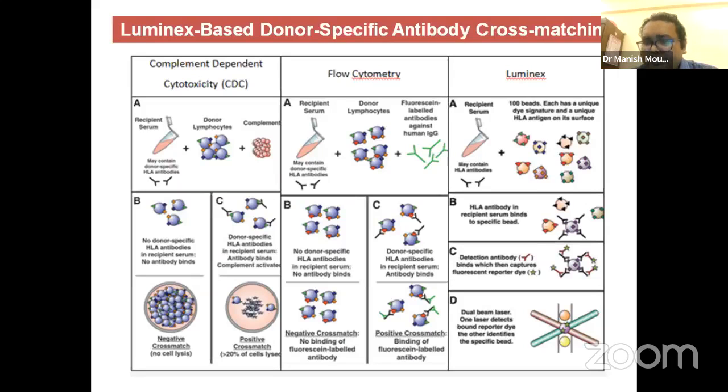Luminex DSA, lysate-based DSA. Right now I'm going to talk about the donor cell involvement and serum. In CDC cross-match, we take recipient serum and donor lymphocytes, and we add complement. We look at the complement-mediated cell death, observed with the dye, where the dye enters under the influence of complement, addressing the pore over the cell. It looks like a dead cell, a bright cell.